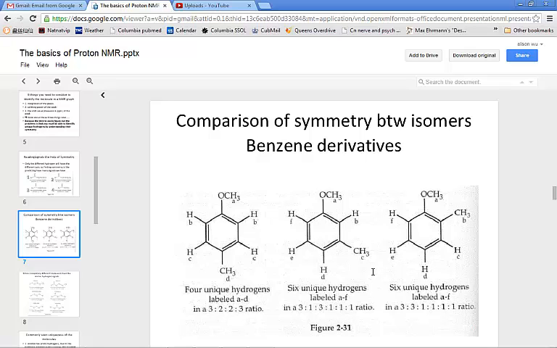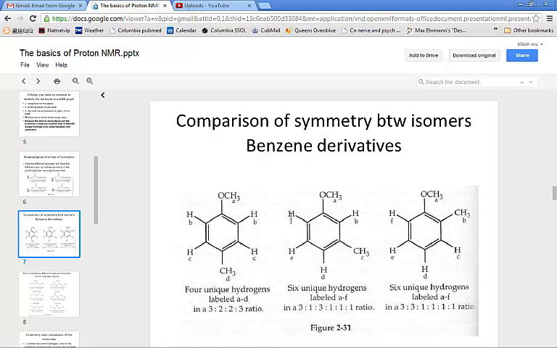And the reason why for this one, it's all different. This is going to be tricky. So let's look at this hydrogen. Look left, it's not symmetrical. See, this is symmetrical. You cut it in half, symmetrical. But this one's not.